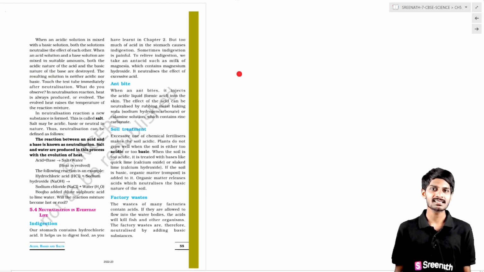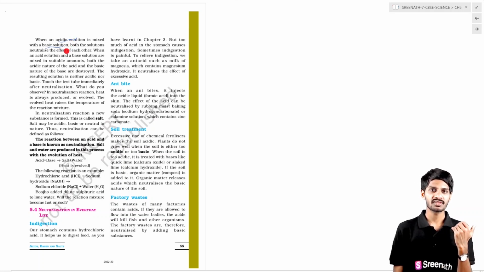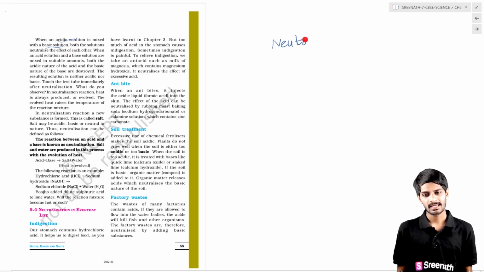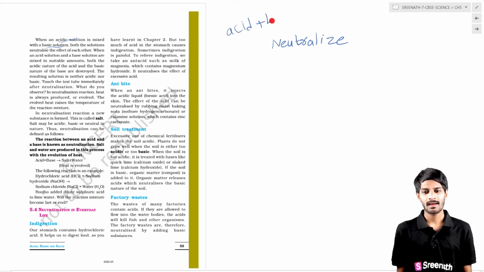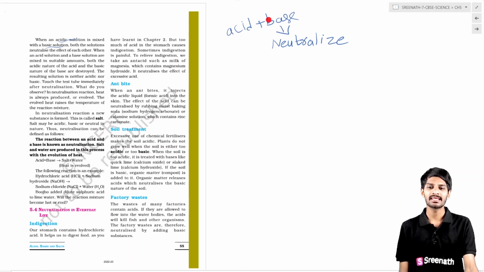Now what is happening in the test tube? When an acidic solution is mixed with the basic solution, the effect of the acidic nature cancels out the effect of the basic nature. So both the effects will be cancelled out. Finally there will be no effect, and we call that the neutralization state. So when you add acid to base, they will be neutralized. The effect of acidic nature will be neutralized by adding basic nature.